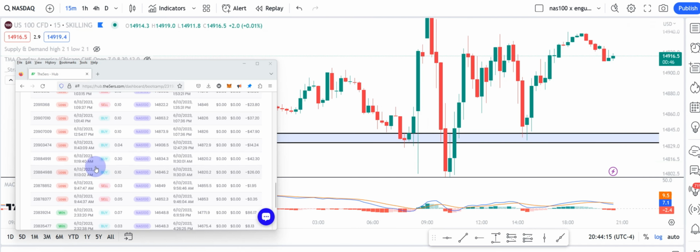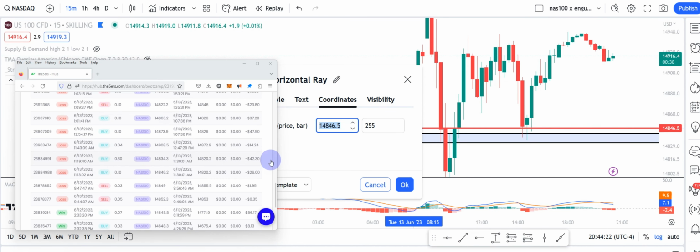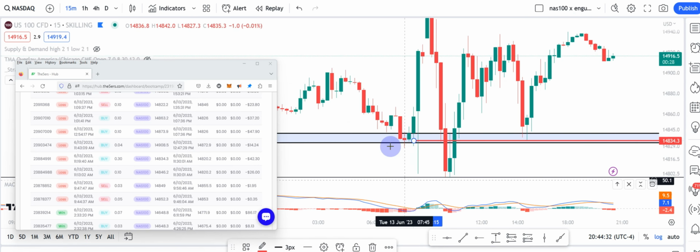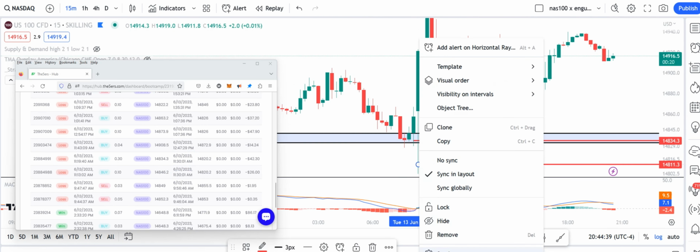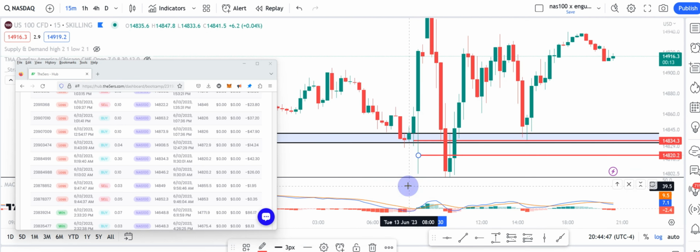Okay, so the next trade now is on the 8:15 candle. I entered to the upside. I probably got cleared out on the same candle as well. So at 14,843.8, 14,834.3, and then I got stopped out on the 8:30 candle here, 14,820.2. So this is where I got stopped out.